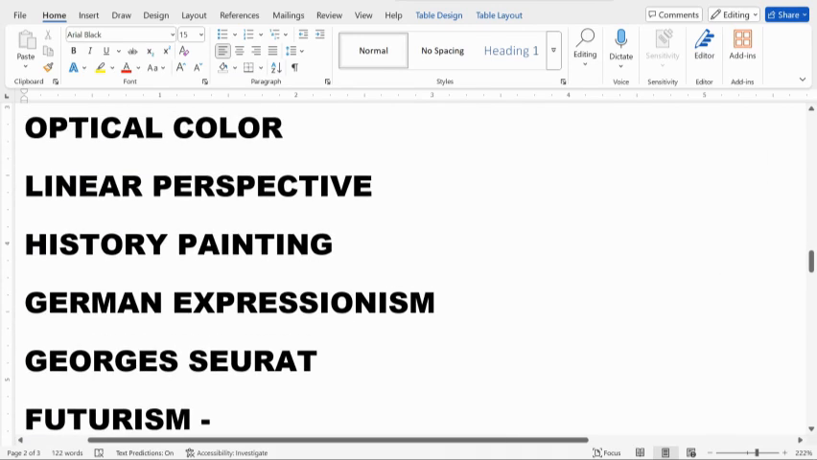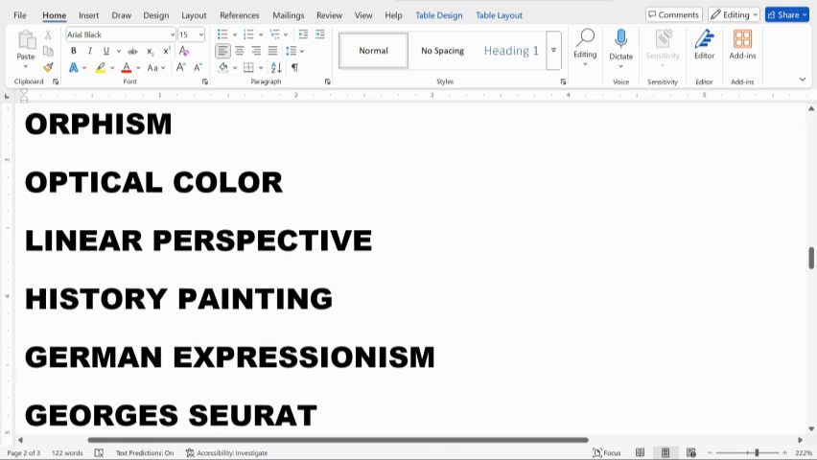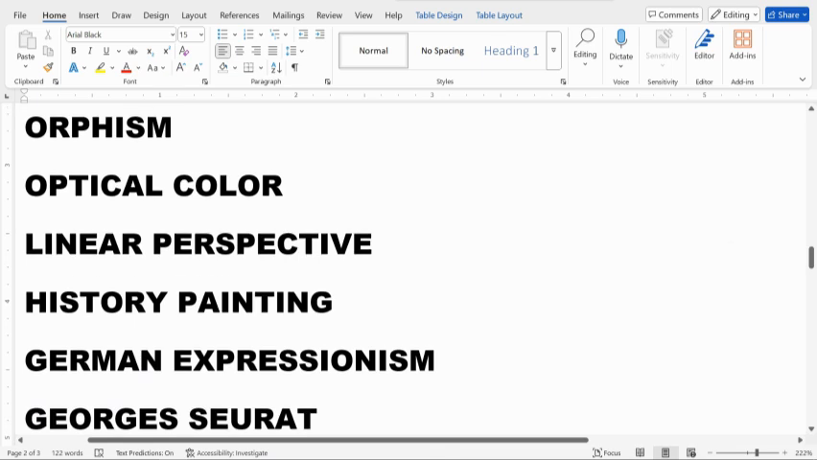Optical color. Optical color is the opposite of arbitrary color. So, real. Yes. If you take a picture and don't do anything to that picture, that's optical color. If you take a picture and start playing around with filters and changing the colors, that's arbitrary color. I'm just kidding. All right, Orphism.